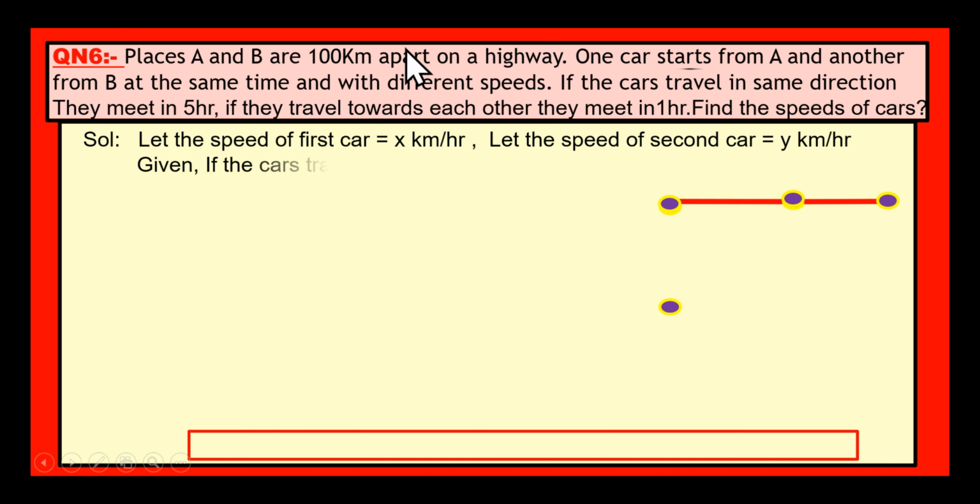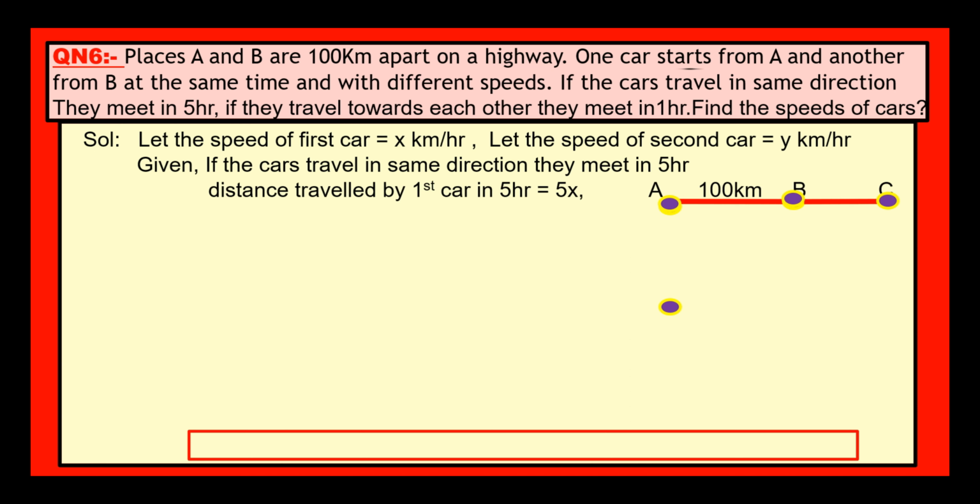Here, if the two cars travel in the same direction, then they meet in 5 hours, isn't it? You should recollect the formula to find the distance traveled. What is the formula to find the distance? Distance is equal to time into speed, or speed into time. Here, there is one car at A and the second car starts from B, and both the cars are moving in the same direction. Both the cars travel for 5 hours and they meet at point C. Now we have to find the speeds of both the cars.